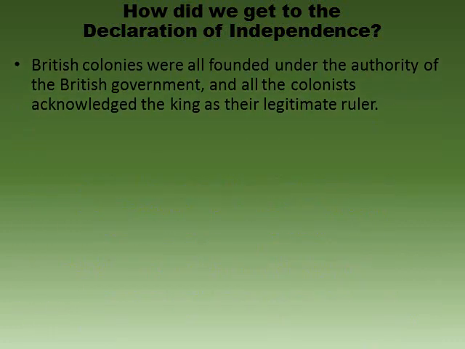All of these colonies that we just looked at that were founded in North America, that were British colonies, were founded under the authority of the British government. They had a royal charter where the king signed off and said, yeah, you can go start a colony. And of course, all the colonists felt that they were British citizens, which they were, and that the king was their legitimate ruler, which he was.